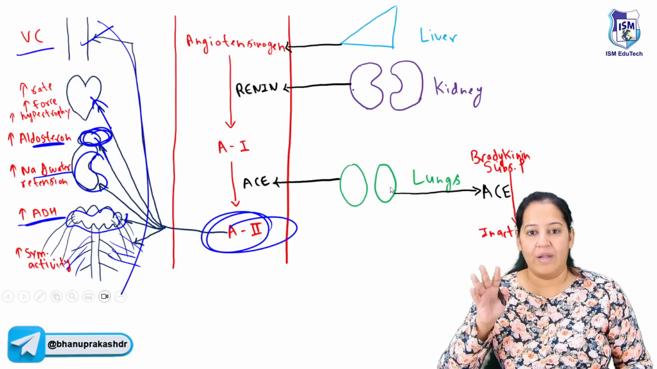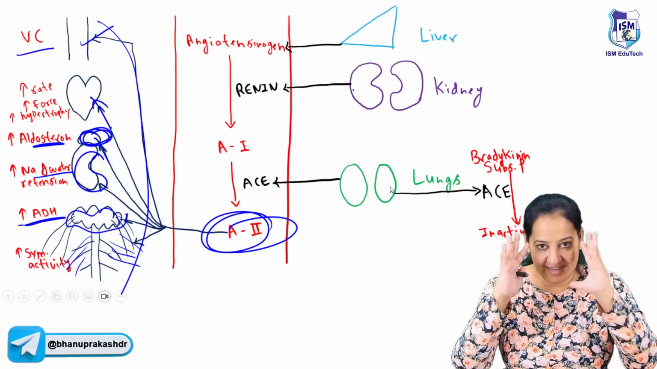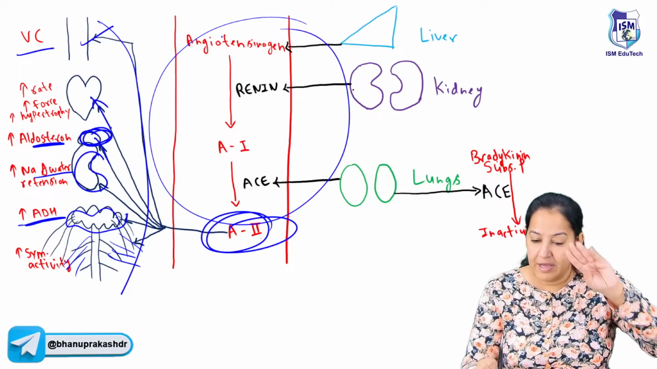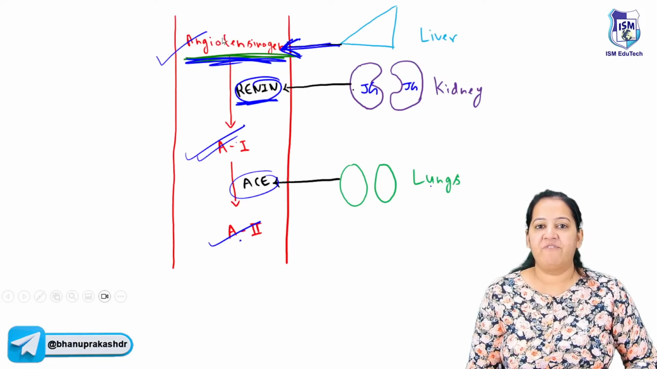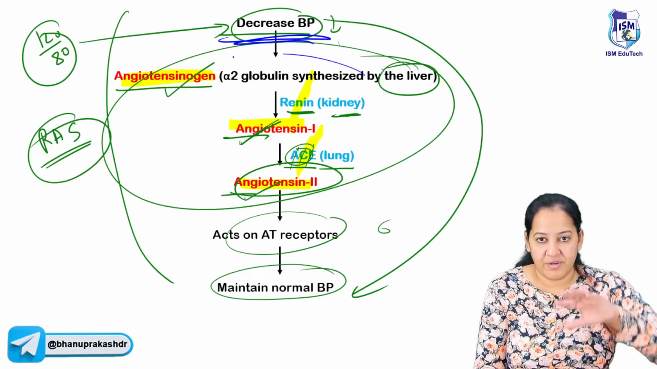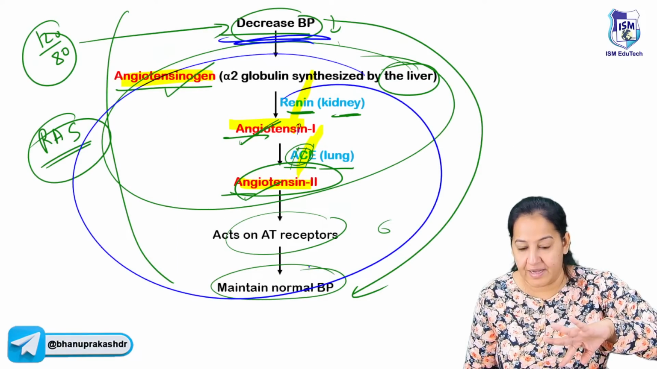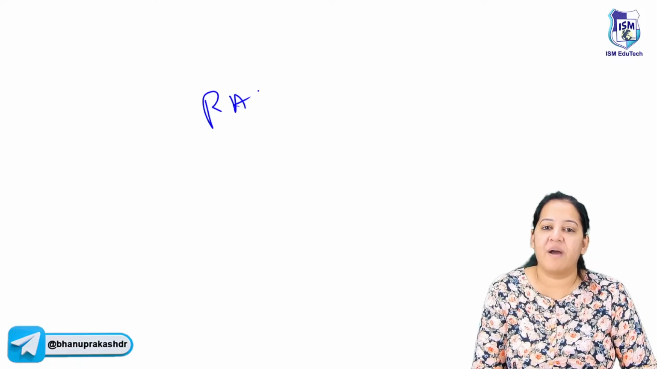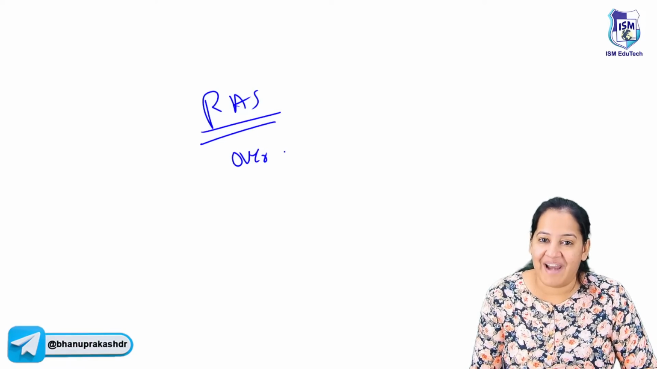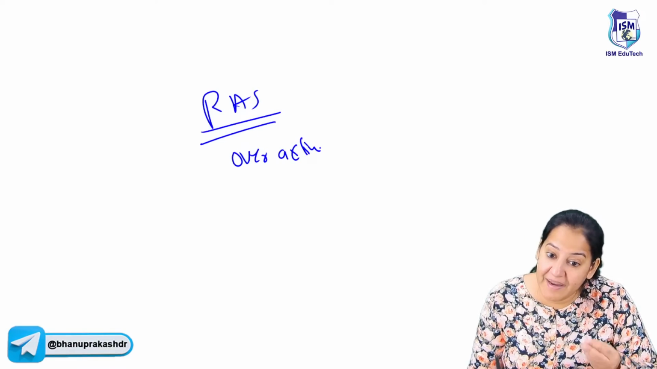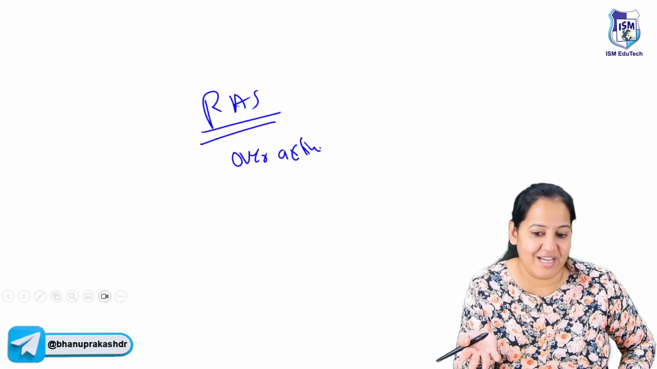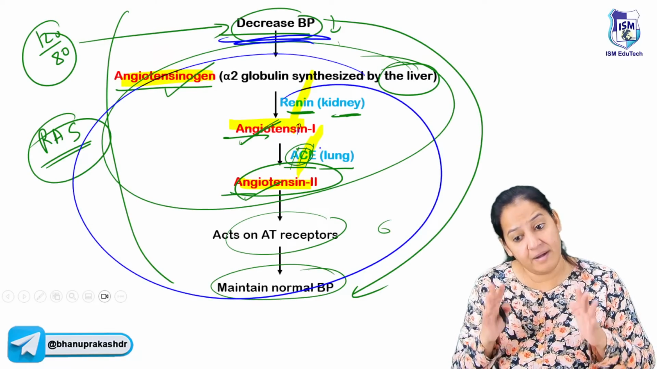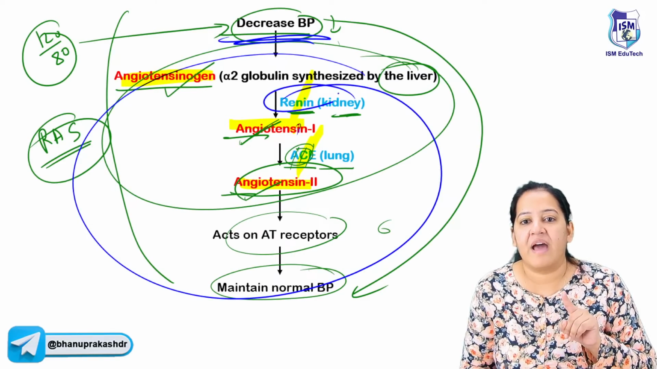Actually in old age, this family gets activated, the family of 3 proteins and 2 enzymes. It should get activated when the BP falls, and maintain the normal BP again. But in old age, the RAS family becomes overactive. Even at normal BP, it gets activated. Once I become old, more than 50 or 60 years, even if I have normal BP, the renin and ACE will come inside my blood.